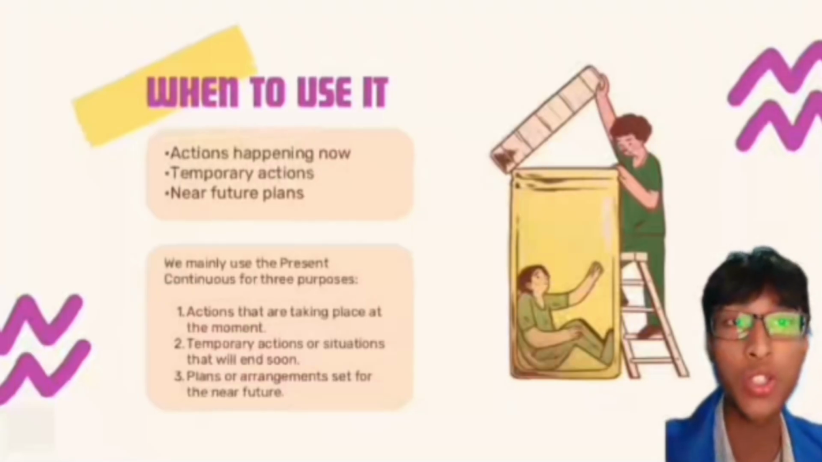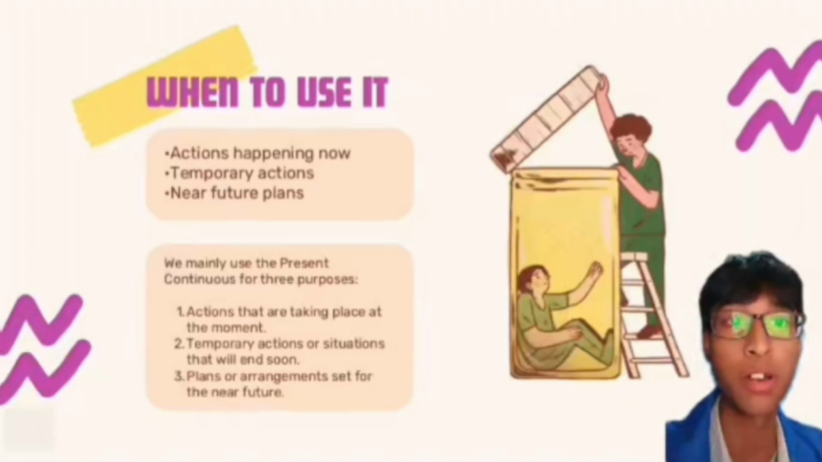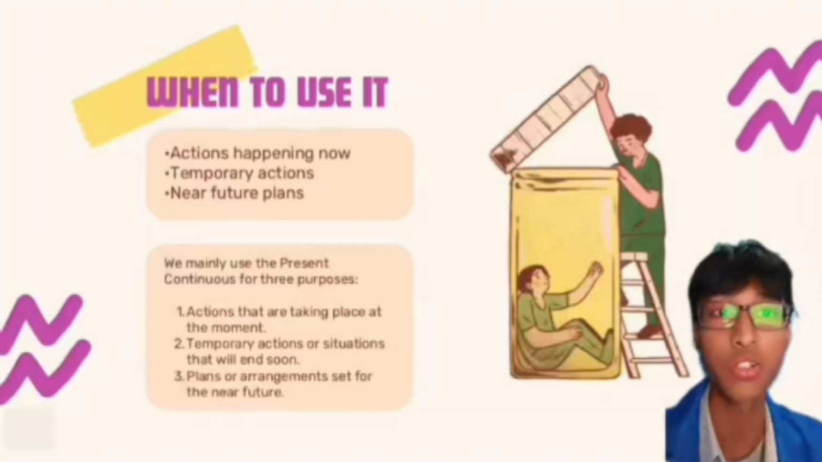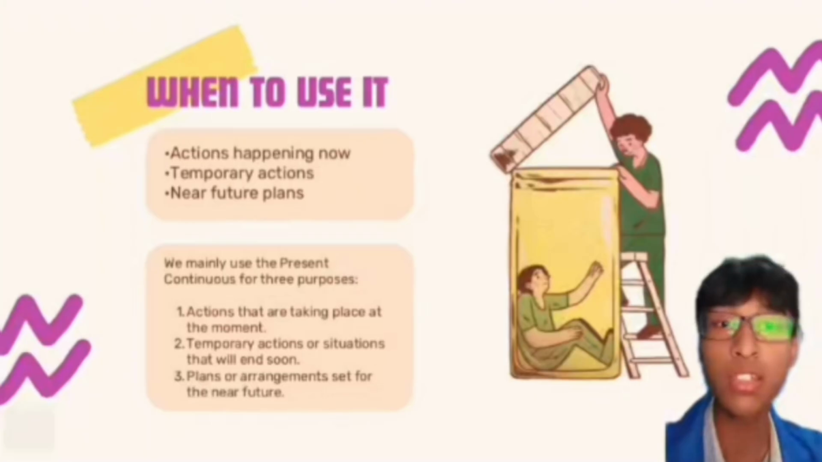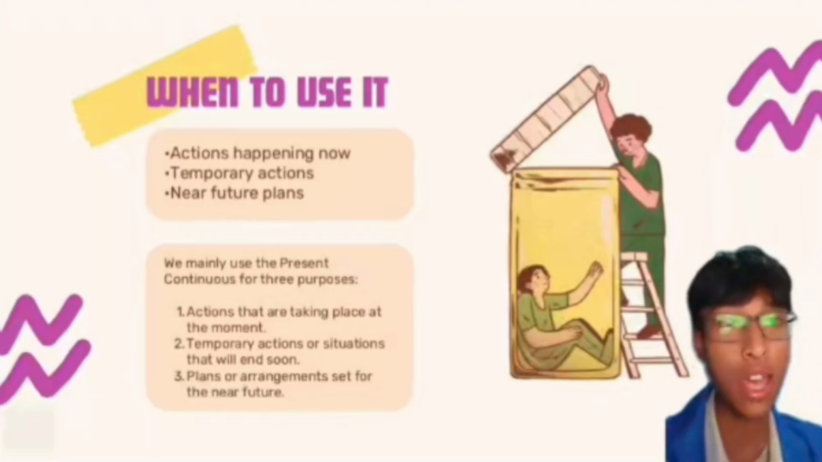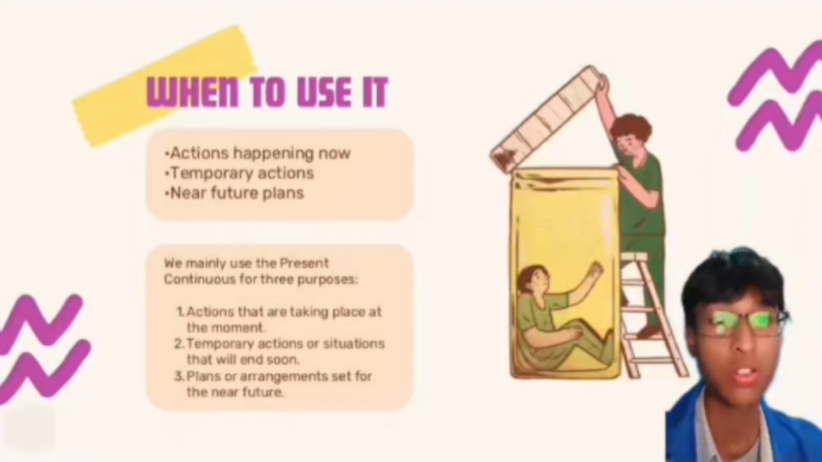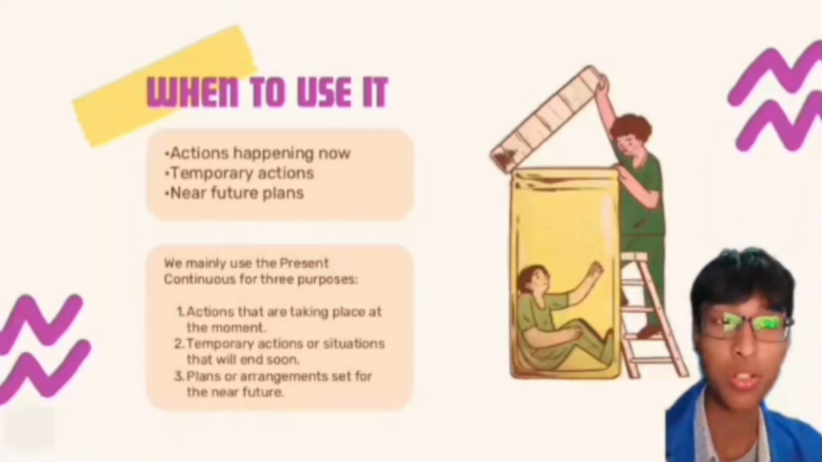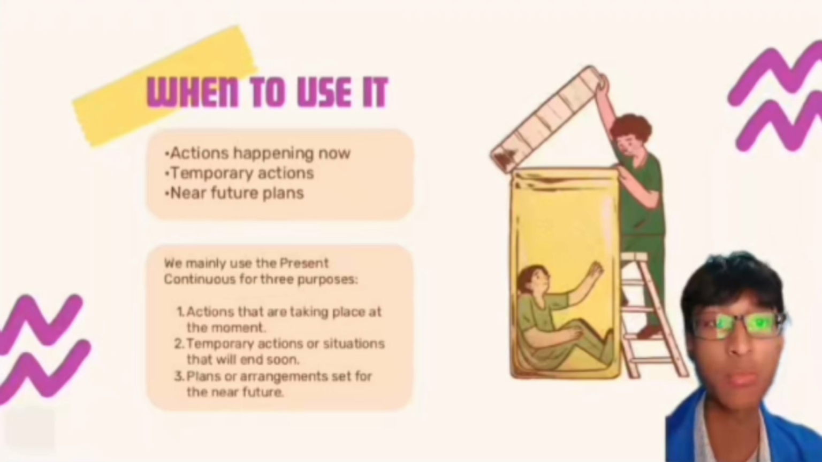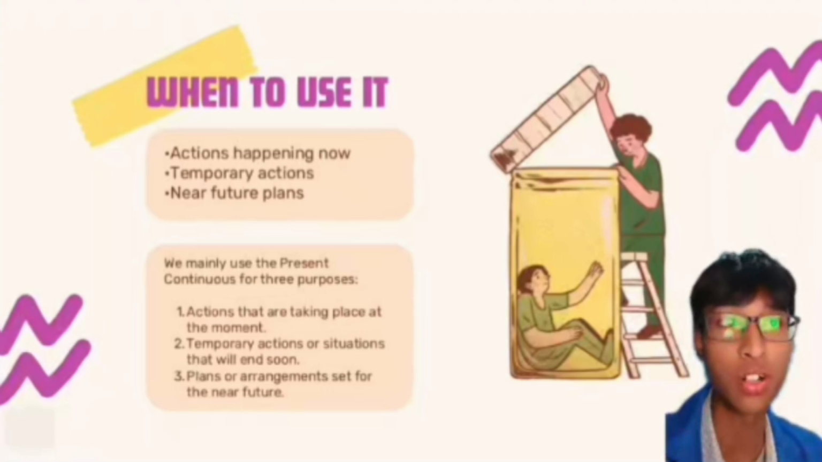And then, when to use it. We mainly use the present continuous for three purposes: one, actions that are taking place at the moment; two, temporary actions or situations that will end soon; and three, plans and arrangements set for the near future.